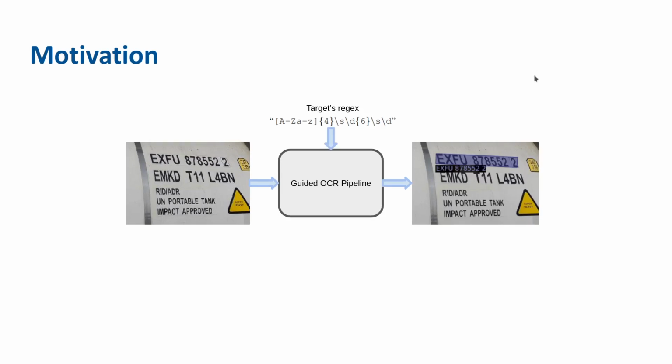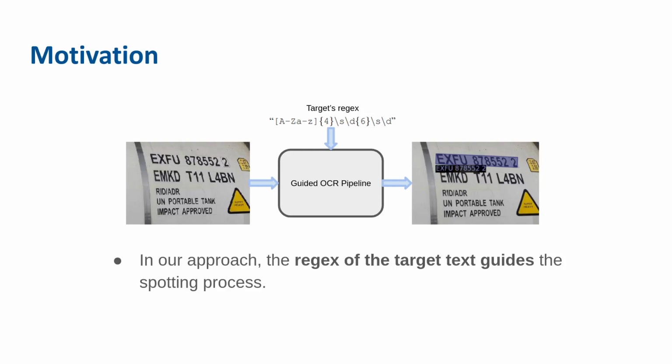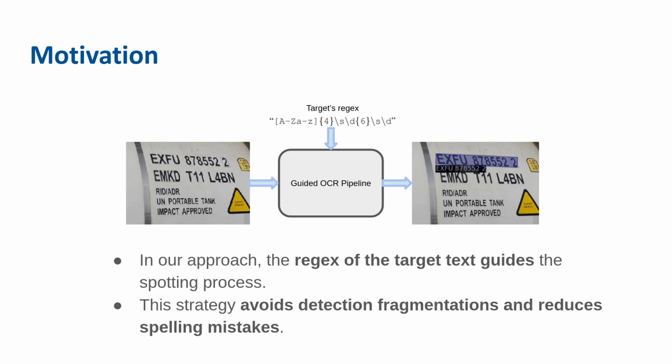Instead, we propose an alternative framework to spot text if it has a known structure. Our approach makes use of the known regular expression of the text to guide both the detection and the recognition process. The advantage of our approach is that it avoids detection fragmentations and it reduces spelling mistakes.